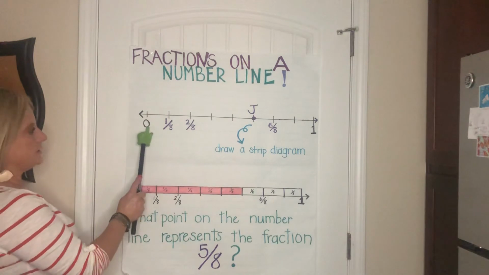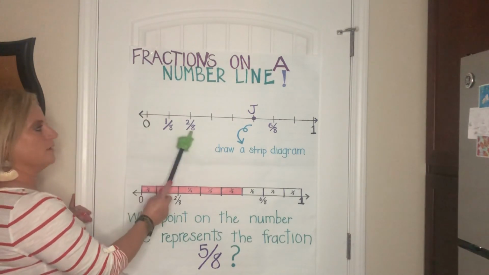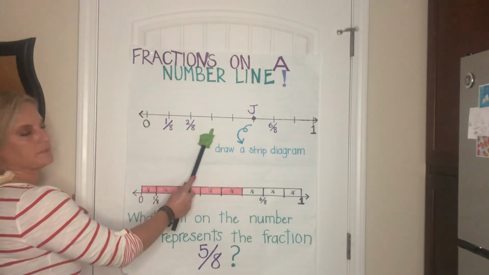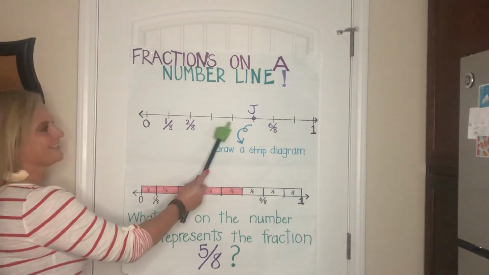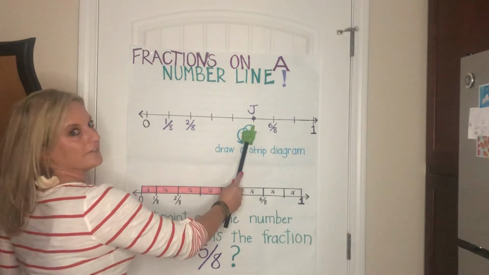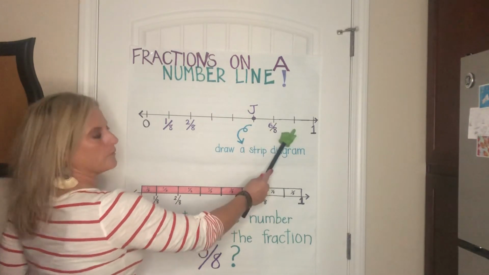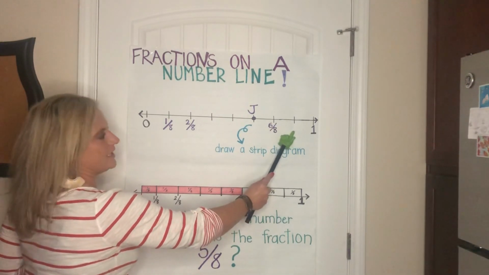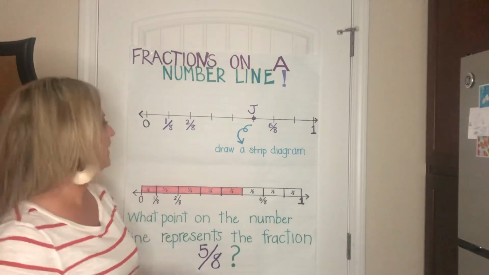So starting at 0, then we get 1/8, 2/8. What would this be? 3/8, 4/8, 5/8, and then I have 6/8. Then what would that be? 7/8, and then we go to 1 whole, okay?